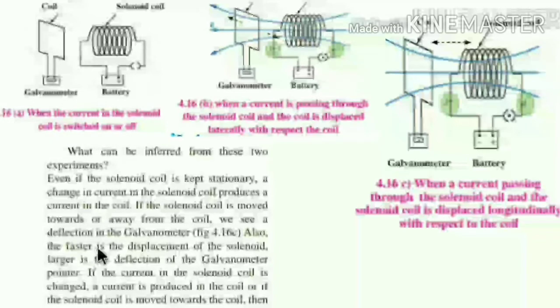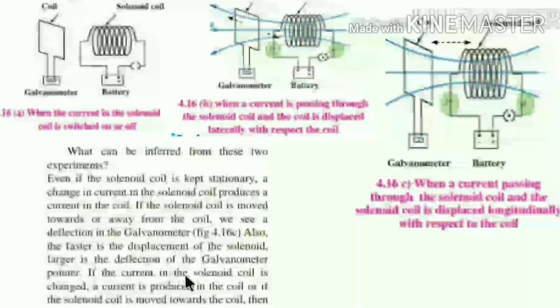Also, the faster the displacement of the solenoid, the larger is the deflection of the galvanometer pointer. If we displace the solenoid coil faster, then the deflection is also larger.